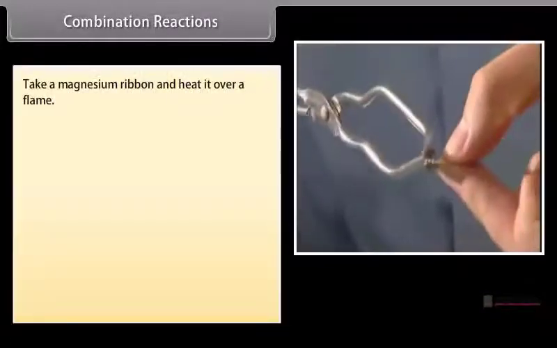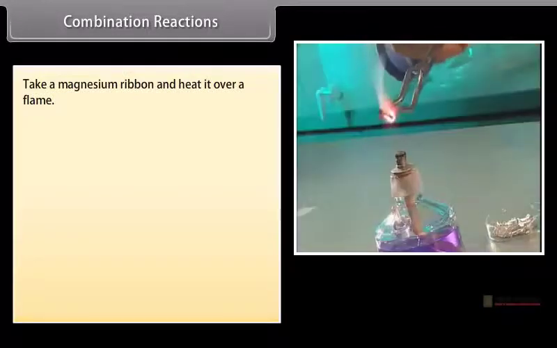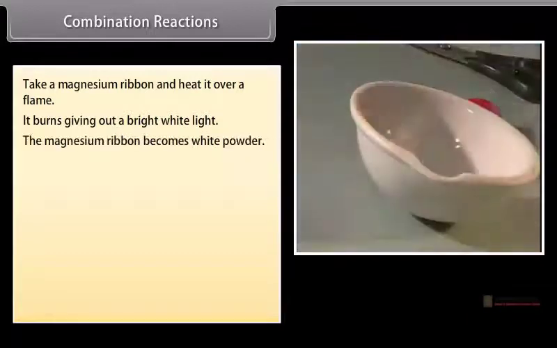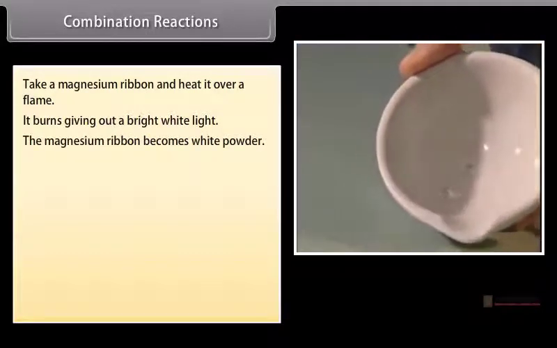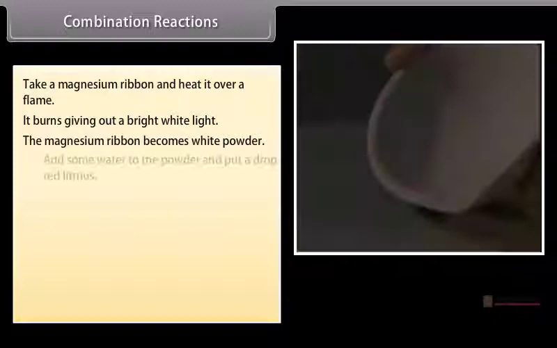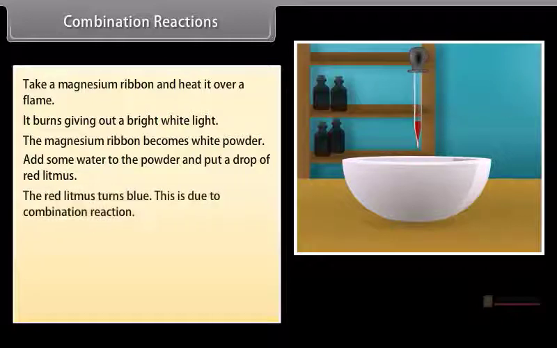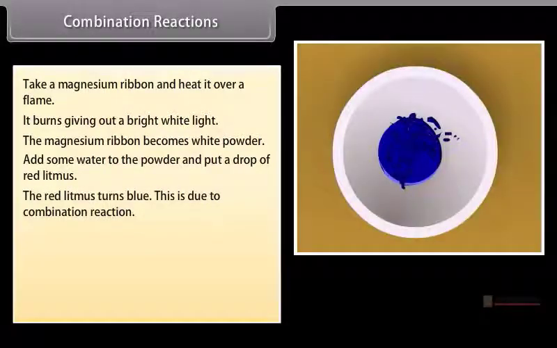Take a magnesium ribbon and heat it over a flame. It burns, giving out a bright white light. The magnesium ribbon becomes white powder. Now add some water to the powder and put a drop of red litmus. The red litmus turns blue. This is due to combination reaction.